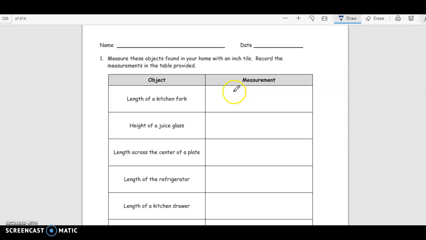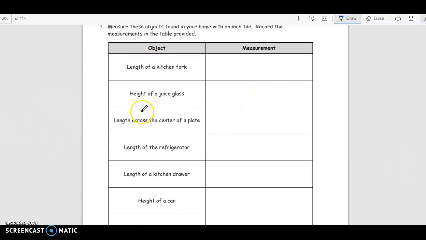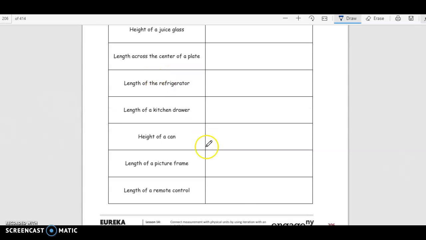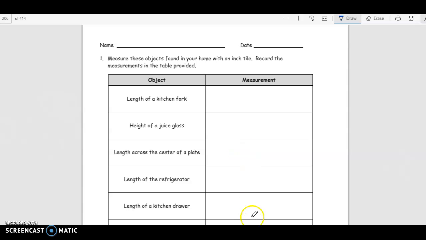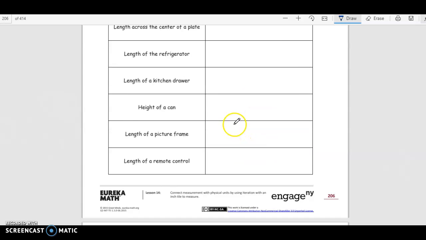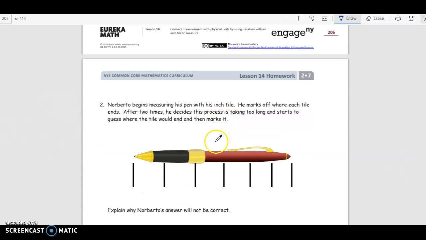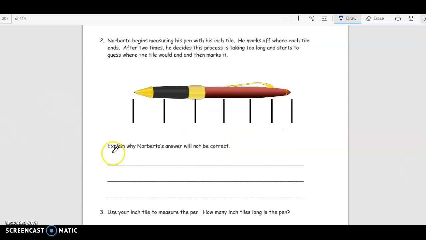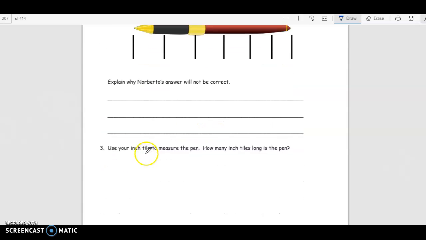Lesson 14, homework. I'd like you to measure these objects found in your home. So you should all probably have these. And write over here the measurement, how many inches it is. And the second page, you're going to explain to me why Norberto's answer will not be correct. Okay, you need to tell me what he did wrong.